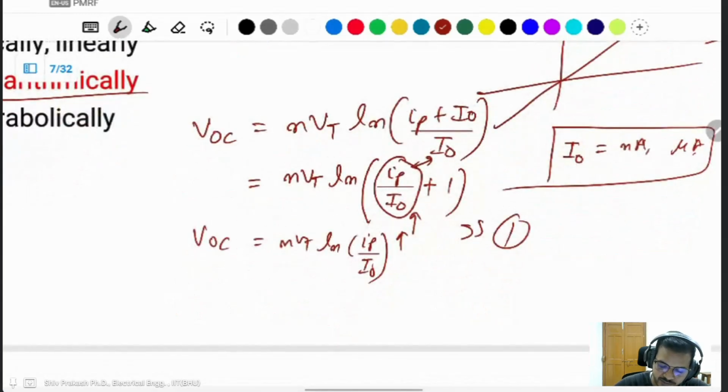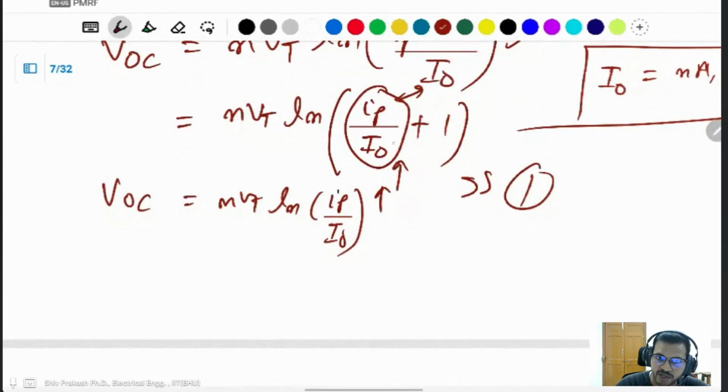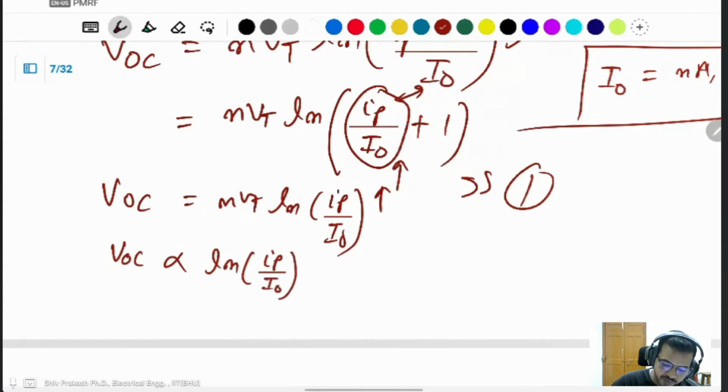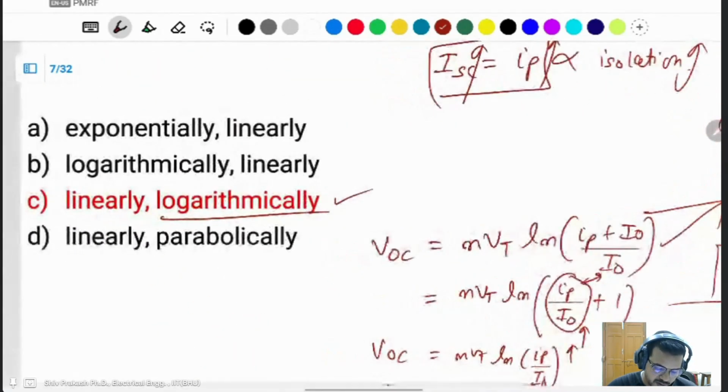You can neglect the term 1 also, because IP divided by I naught is very high. Then VOC is directly proportional to the natural log of IP divided by I naught. It depends on the logarithm. Short circuit current is directly proportional to the solar insolation and increases linearly, but open circuit voltage increases by a very small amount, in logarithmic mode.